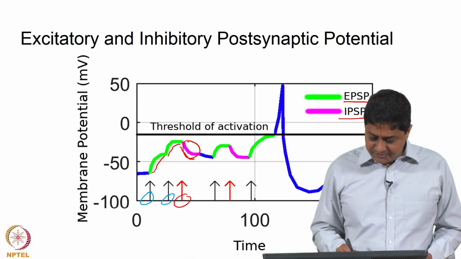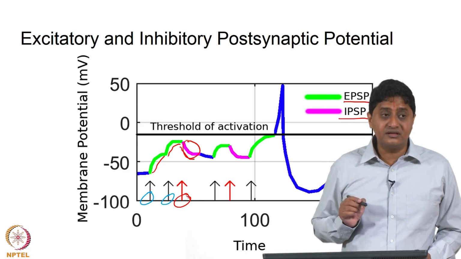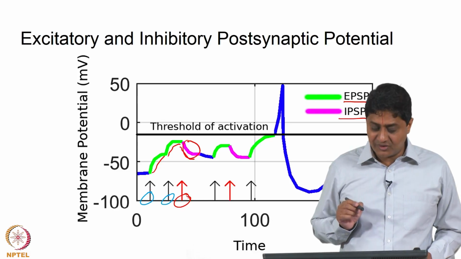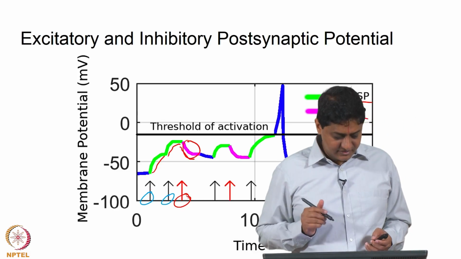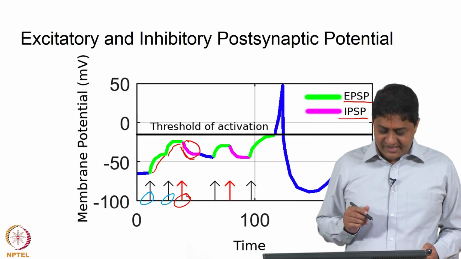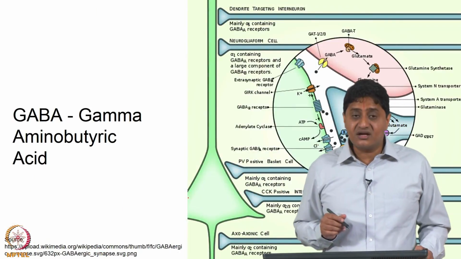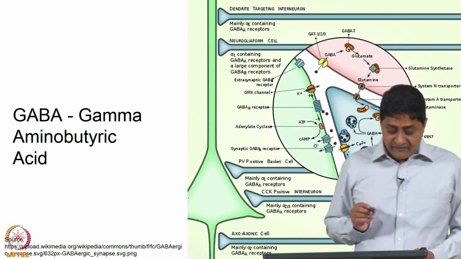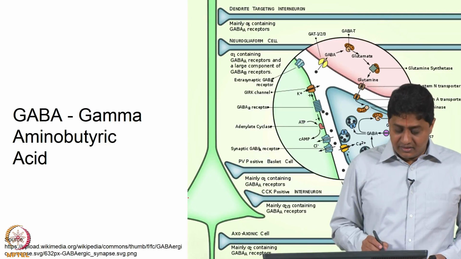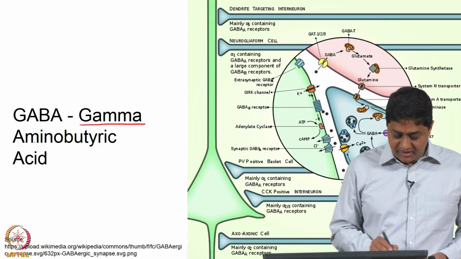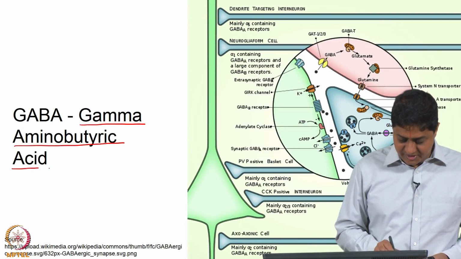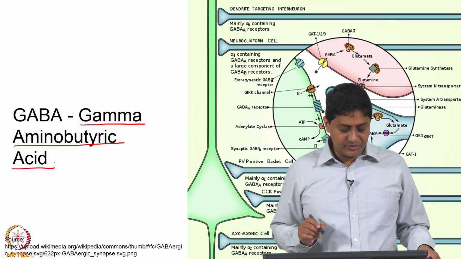So, how does this part function? How does the inhibitory postsynaptic potential function? How does inhibition itself function? One simple example is the case of GABA, which is an inhibitory neurotransmitter. This is gamma aminobutyric acid.